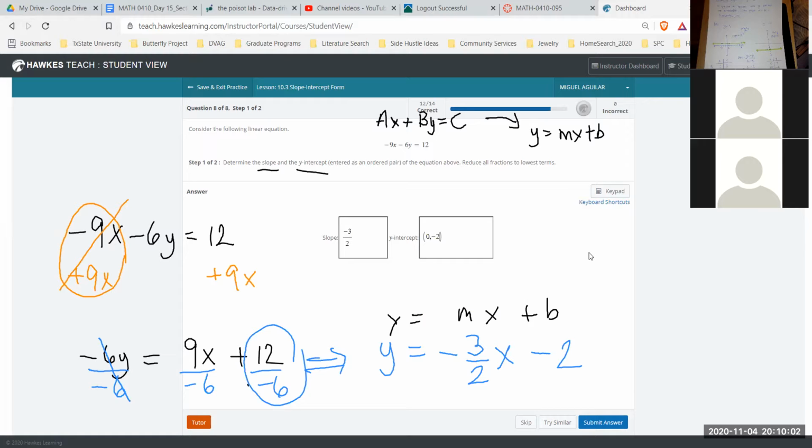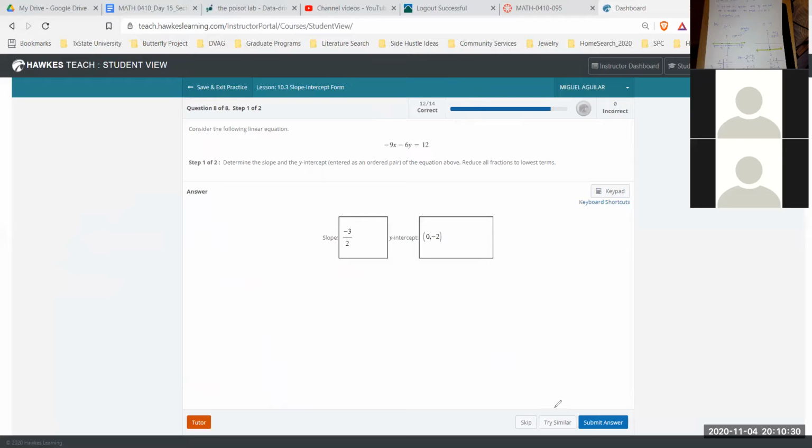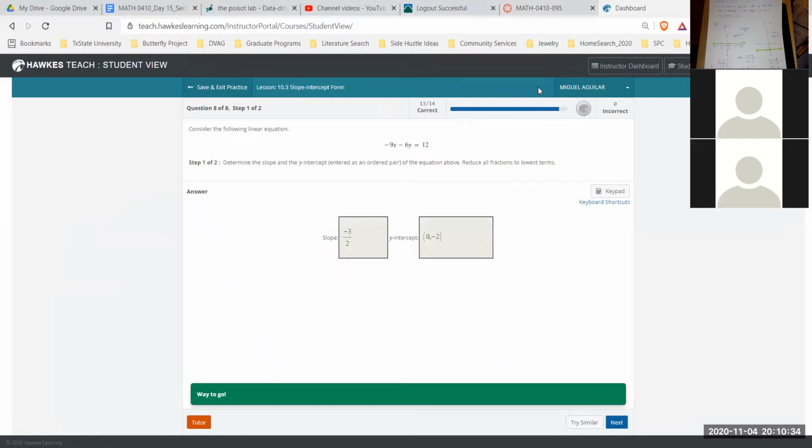Do you have to put the x and the slope or no? Oh, here? Yes. For the first box? Yeah. No, for the slope, it's just the m. It's just the number next to the x. So you don't have to put the x. You're just going to put this number. But for the y-intercept, you will need to put 0, b in parentheses. Got it. Thank you. Good question. And then we'll just hit submit. Boom.